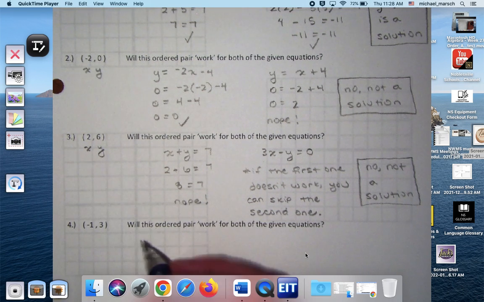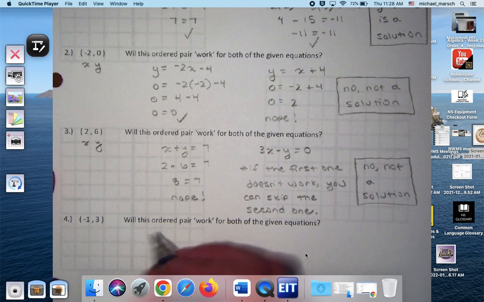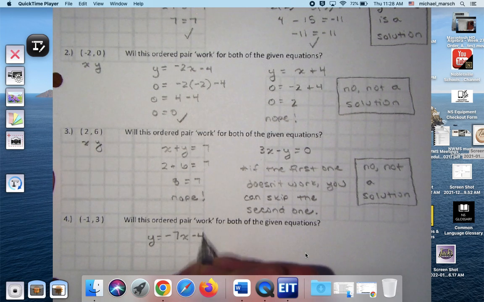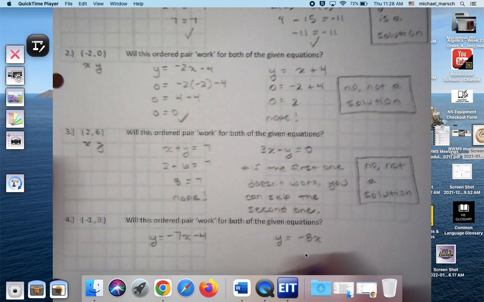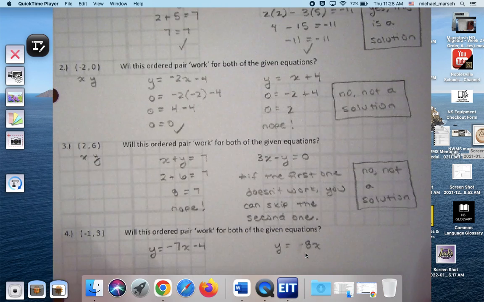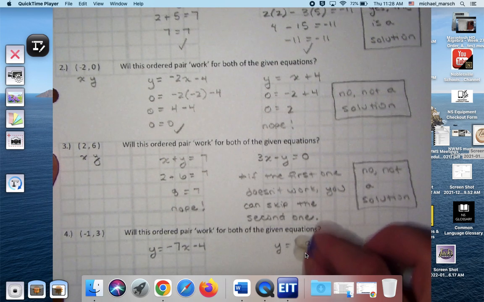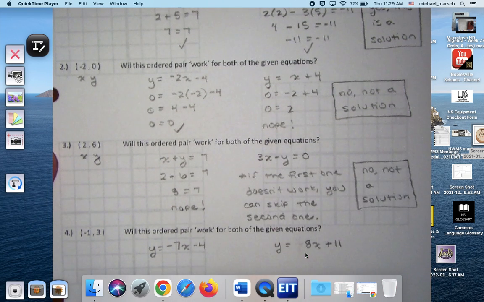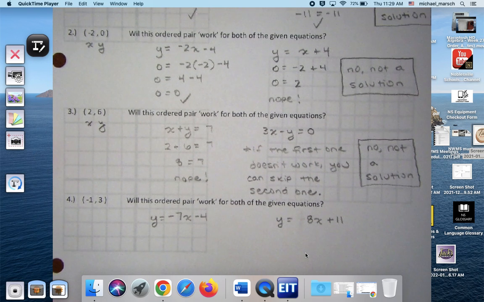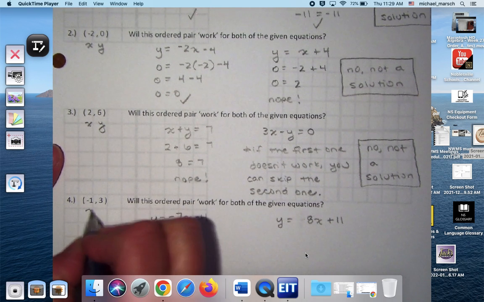Okay, so the last example, it's not negative. It's 8x plus 11. Go ahead and do this one by yourself. We have our x and our y.